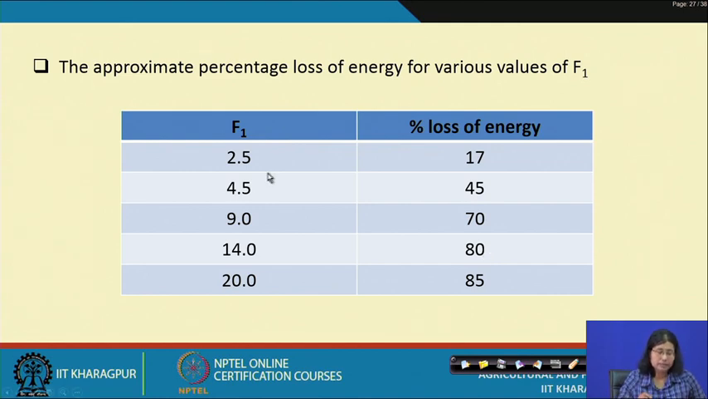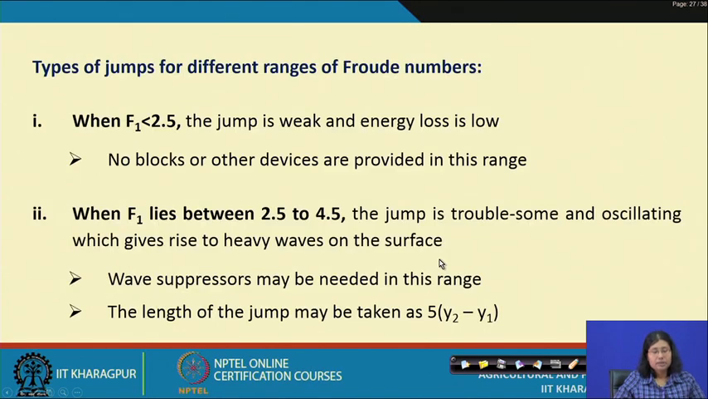The Froude number ranges from 2.5 to 20. If the Froude number is low, at 2.5, only 17% loss of energy happens. However, if it is 20, around 85% loss can happen. Now, coming to the types of jump for different ranges of Froude number. When F1 is less than 2.5, the jump is weak and the energy loss is low, so no blocks or other devices are provided in this range. We are basically safe in this range.